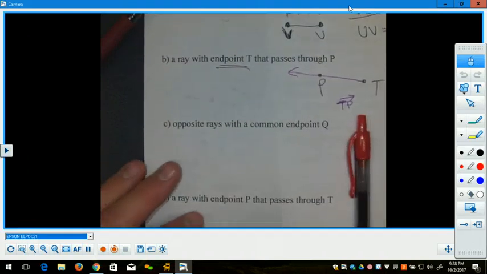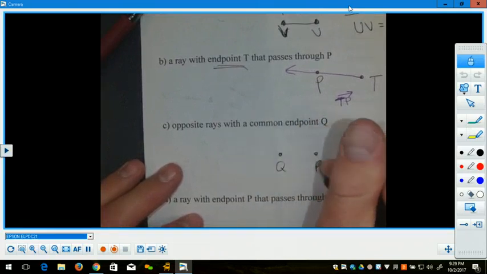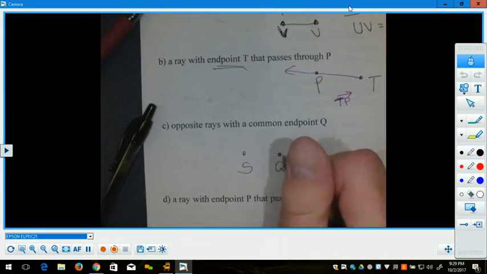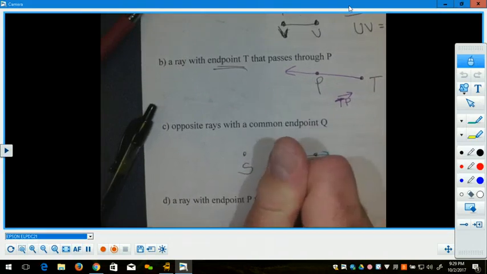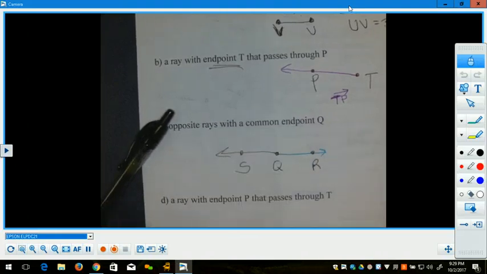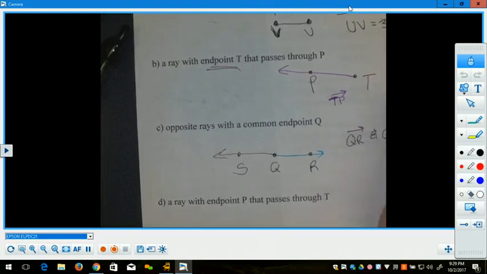Opposite rays with endpoint Q. Well, you'll need to name some other points, so maybe you have R and maybe you have S. And one of them goes one direction and the other one goes in the complete opposite direction. So those are opposite rays. QR and QS are opposite rays.